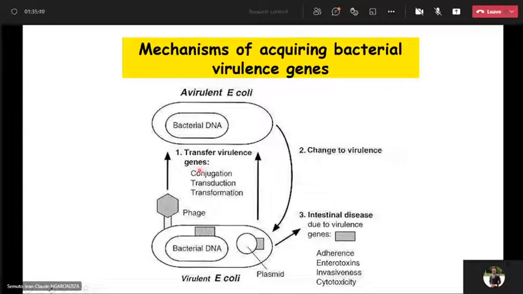Can anyone explain this terminology? The three terms: conjugation, transduction, and transformation. May I choose one? Emmanuel Nzaisenga, are you able to explain what these terms are?